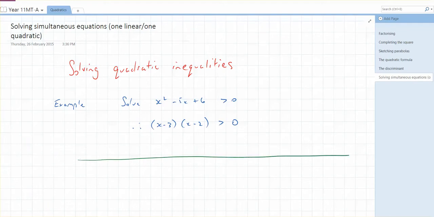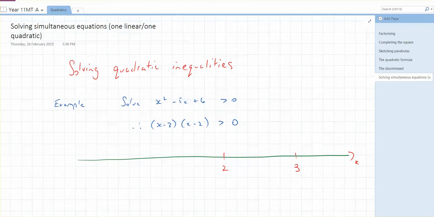When we set up our little sign diagram, we are going to split it at 2 and at 3, given that they are the values of x that make this quadratic equal to 0. This is our x number line. We want to find out whether it's greater than 0. So what we've done is we've factorised so we can see those numbers, the 2 and the 3, and then we put them down. So what number should we test here?